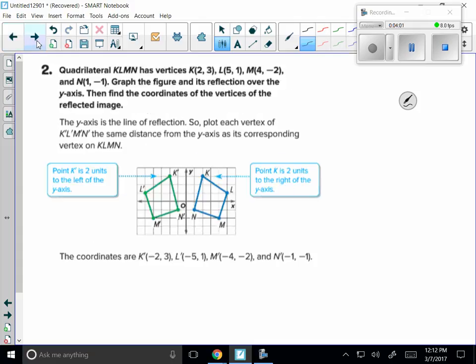And there's not an example with this one, but let's go ahead and read through 2. It says something about a quadrilateral, which means it has 4 sides. We're at these vertices.